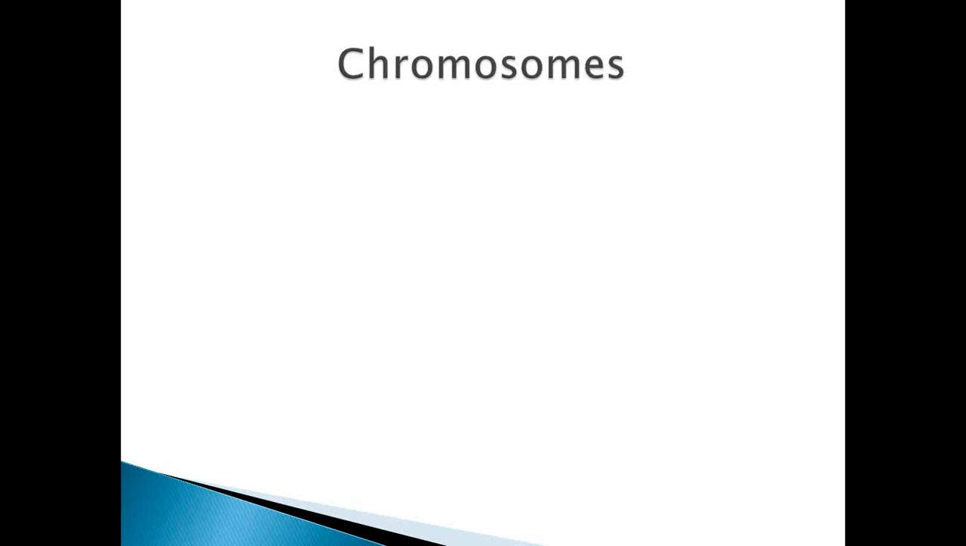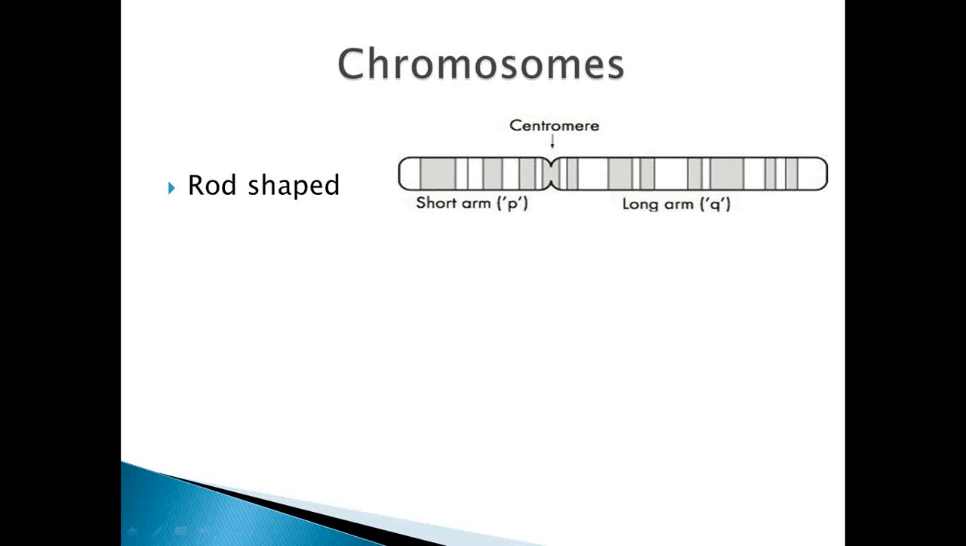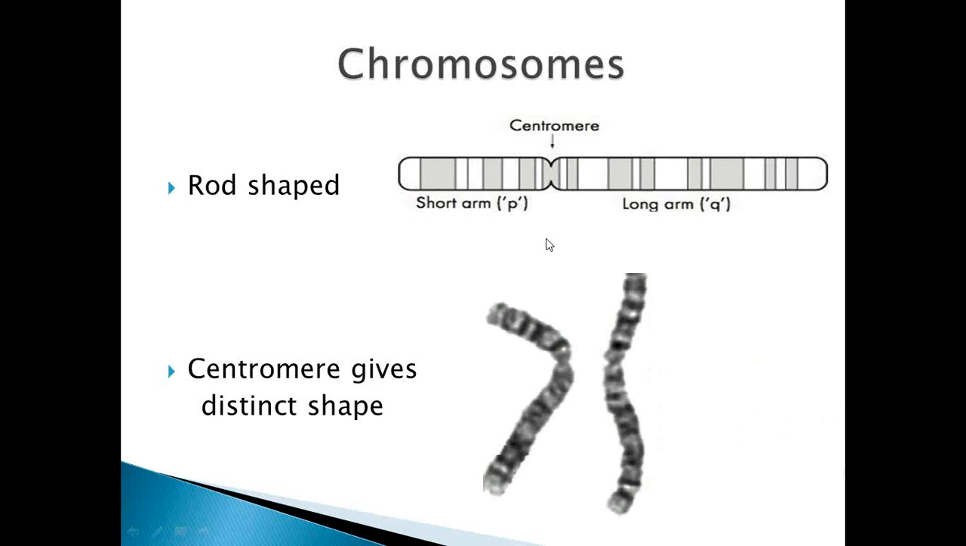Inside the nucleus of our cells, our DNA is further organized into chromosomes, which, when viewed under a microscope, appear rod-shaped. They have a short arm called the P arm and a long arm called the Q arm, which are separated by the centromere. Depending on where the centromere lies along the rod, it's going to give each chromosome a distinct shape. So here are a few examples of some different chromosome pairs, and you can see that depending on where the centromere lies on the chromosome, they're going to have a slightly different shape.